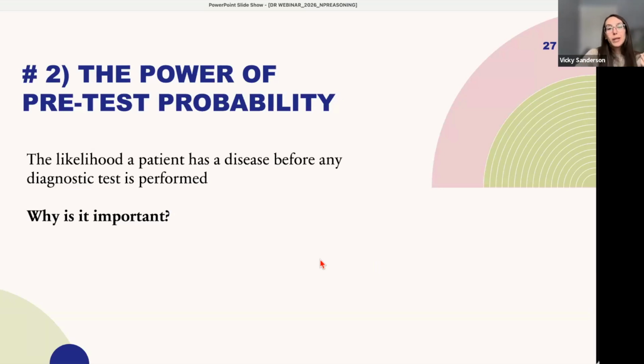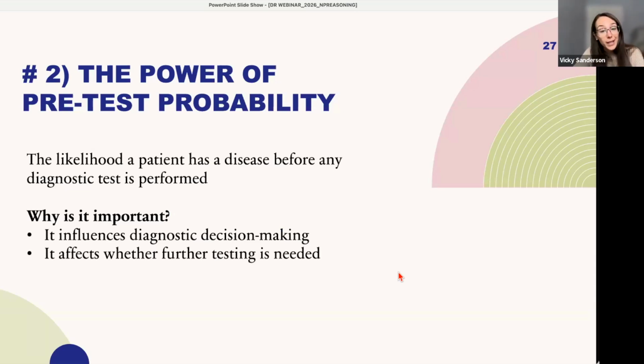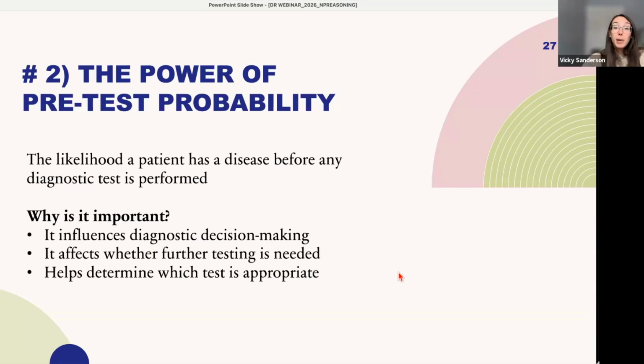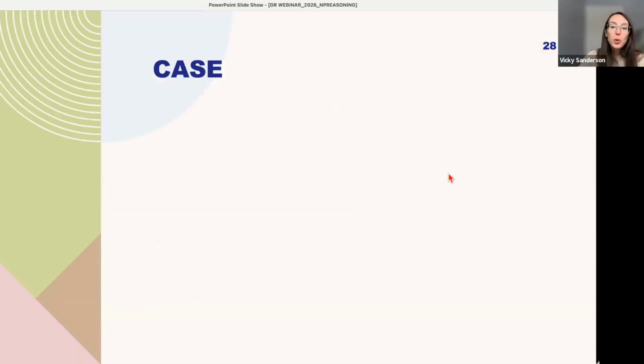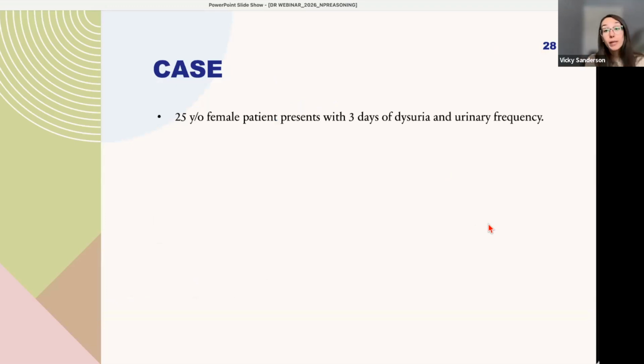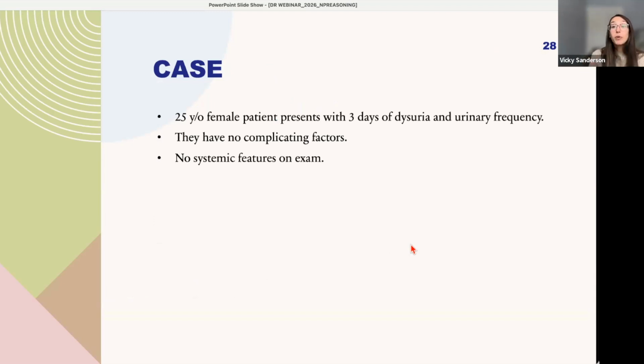So, why pretest probability is important is that it influences our diagnostic decision making. It affects whether more tests are needed, helps us determine which test may be more appropriate than others, and it helps us interpret that test when the results come back. So, briefly illustrating with a case, let's say we have a very common presentation here, a young female with acute onset dysuria and urinary frequency. So they don't have any complicating factors like diabetes or recurrent UTIs or recent catheterization, for example. They're well otherwise, so no fevers, vomiting, CVA tenderness, and so forth.